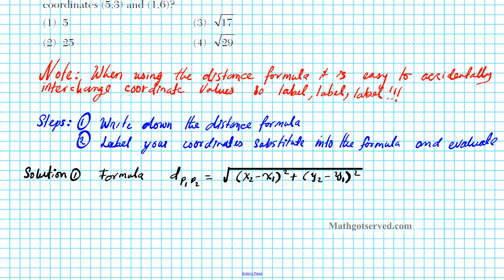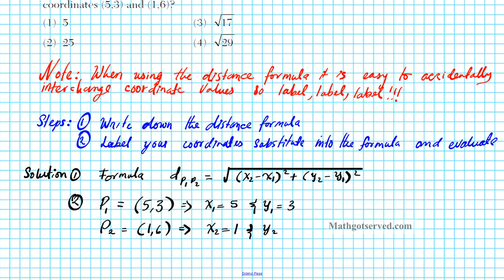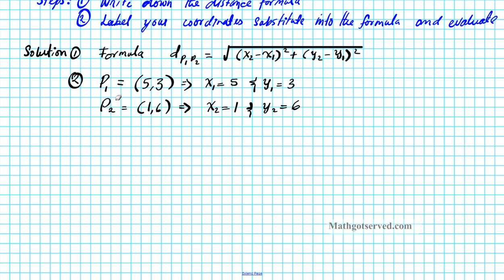Next thing we're going to do is advance to step 2, where we'll label our coordinates. So let's call the first point P1, which is (5, 3). Let's call the x coordinate x1. So x1 is 5 and y1 is 3. So we have the x1 and the y1 in the distance formula. Okay, now we need the 2's. Let's call the second point P2, (1, 6). So this means that x2 is 1 and y2 is 6. All right, what do we have now? We have all the ingredients to compute the distance between P1 and P2, right?